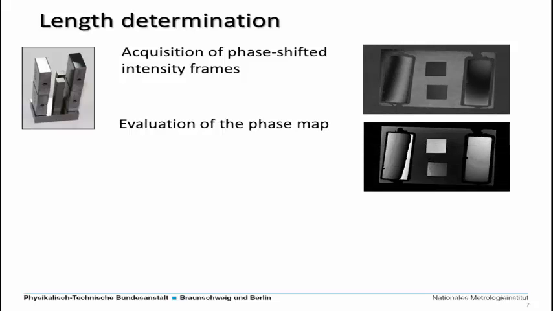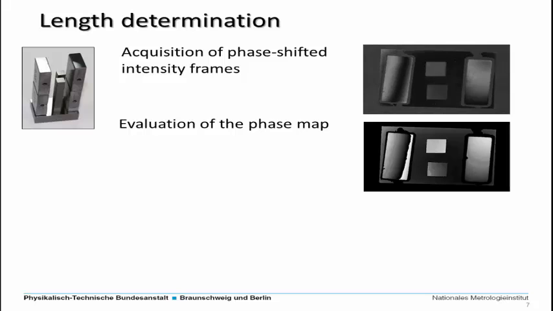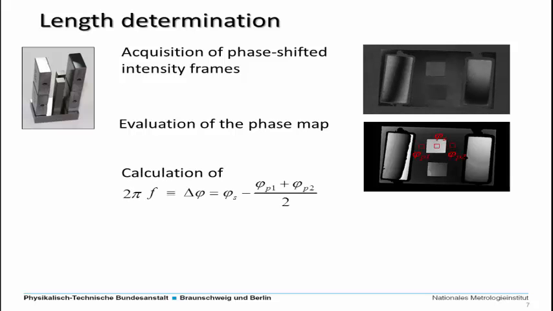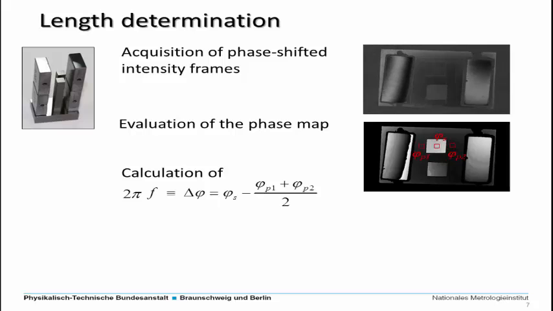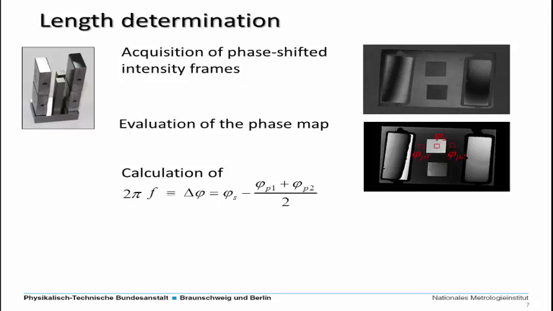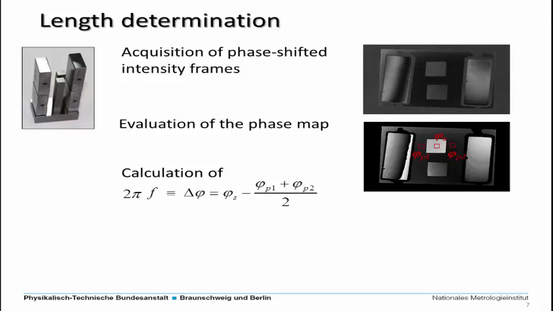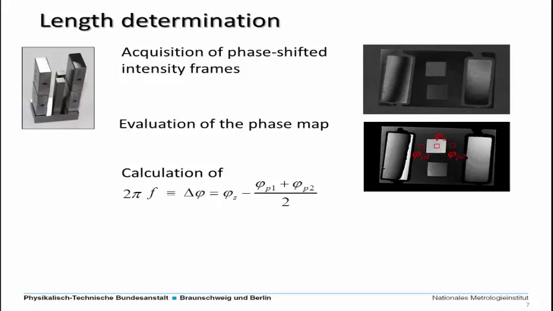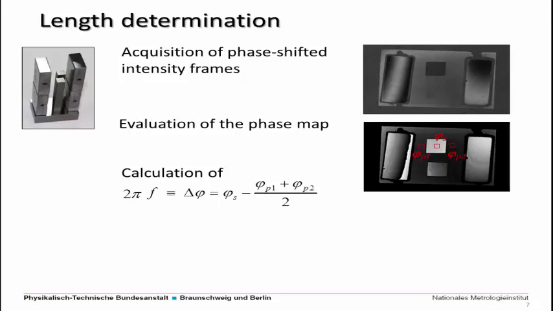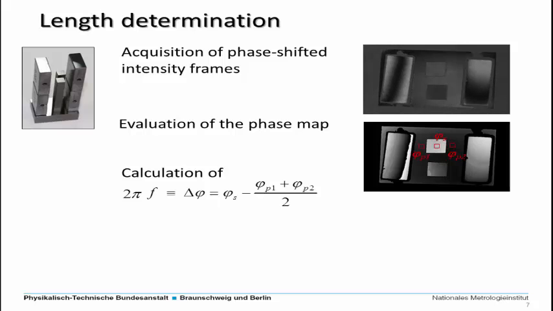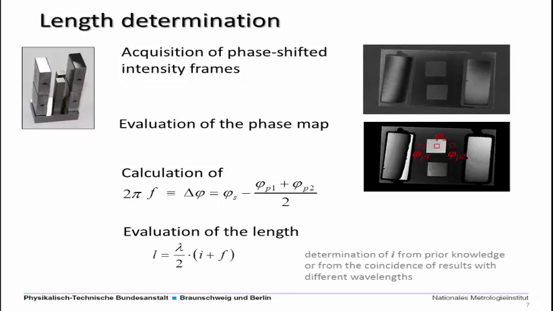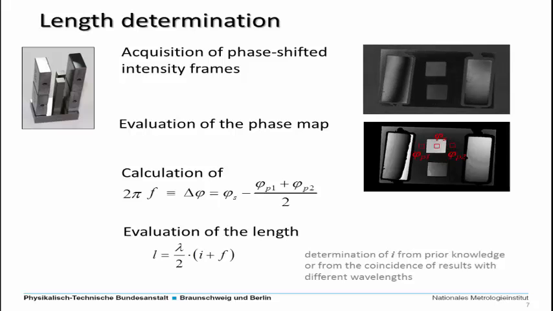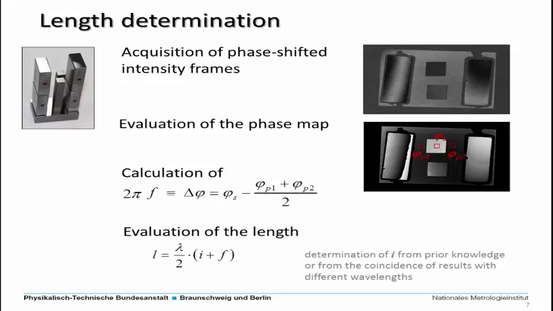The next step then is the evaluation of the phase map, which gives you the information about the height variation of the samples with regard to the reference plate. Then you can calculate, like it is depicted here, the phase difference between one of these sample bodies and the reference plate directly in the surrounding area of the body under investigation. And this phase difference gives you the fractional order of interference, which we are looking at for the determination of length. And then you finally can calculate the length by this formula. And as I told you, you have to determine the integral order of interference in another way, or by using multiple wavelengths.